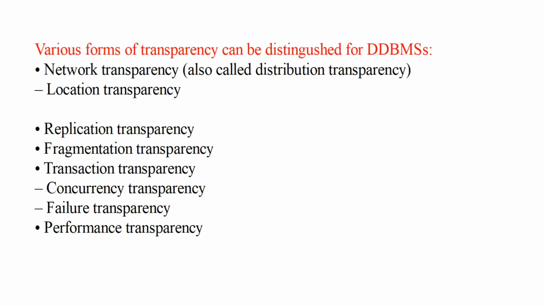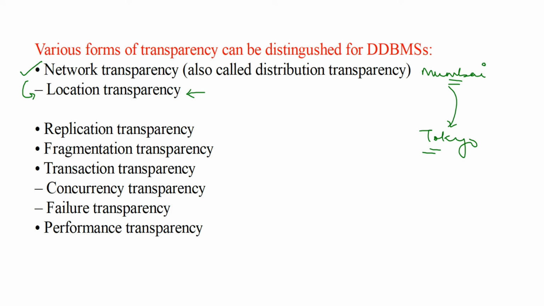Next are the various forms of transparency that can be distinguished for a distributed database management system. Let's see them one by one. Number one is network transparency, which contains location transparency. If I am sitting in Mumbai and the data I want to access is present in Tokyo, I can seamlessly access it without any issues, because of location transparency. I do not need to worry where the data is stored or from where I access it. This is the good side of a distributed database management system.